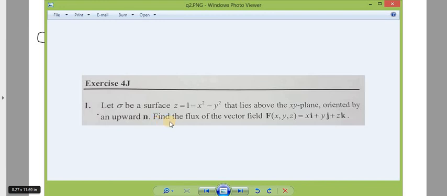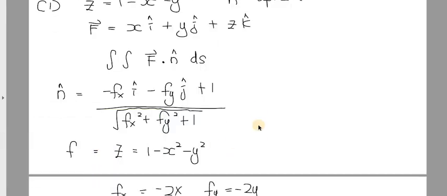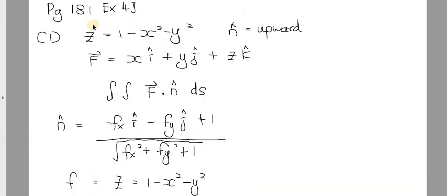Okay, so when you need to find the flux, it means that you need to solve the surface integral with respect to the vector field. So let's look at the solutions. Okay, so this is your paraboloid. This is the information given by the question, and you have the direction which is upward, and this is the vector field, and this is the surface integral that you have to solve. Okay, so you have the F, and now you have to find the n.